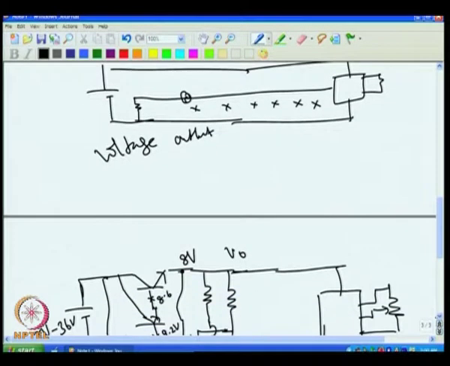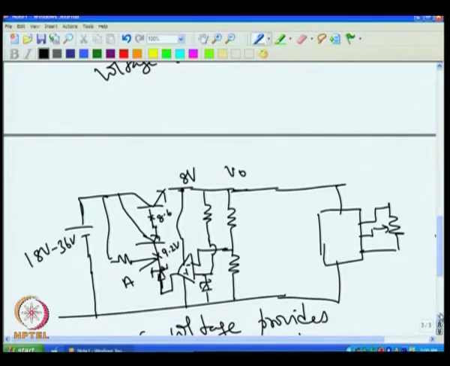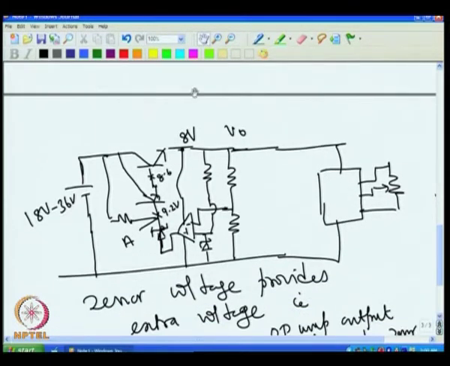But we may ask, why did you take this op amp supply from here? You may say, connect it to the input instead of here. For example, you may connect the op amp supply to the input. You can also connect like this.